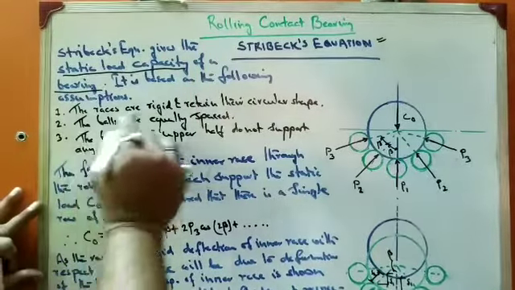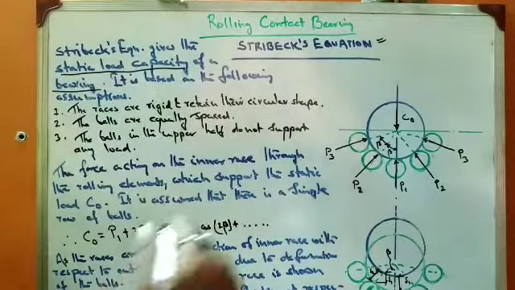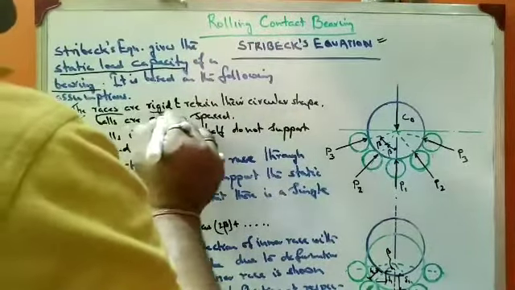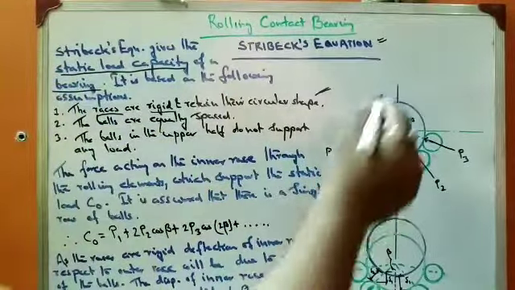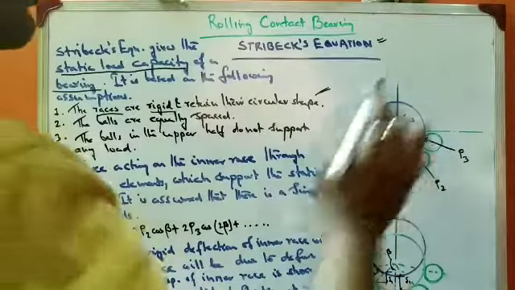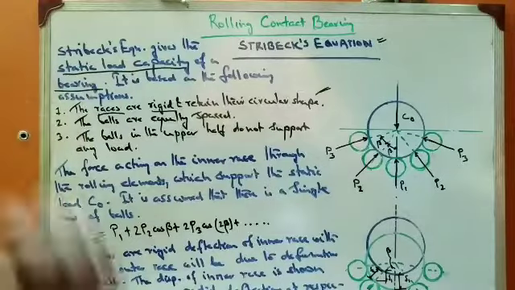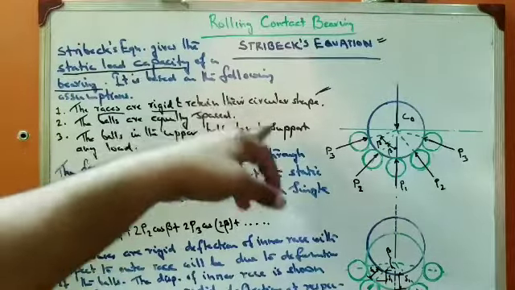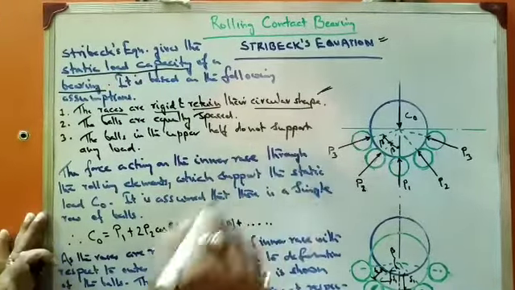Assumption number one: the races are rigid, as I have defined in the picture. What is called a race? The outer members are called the races. The races are rigid and retain their circular shape. As the races are rigid, no deformation will take place on the races, and as no deformation takes place, they will retain their circular shape.